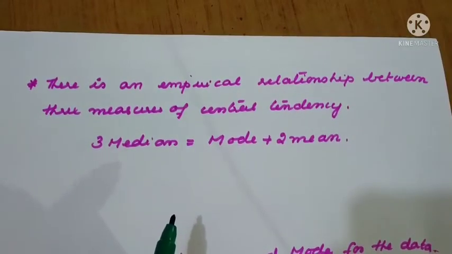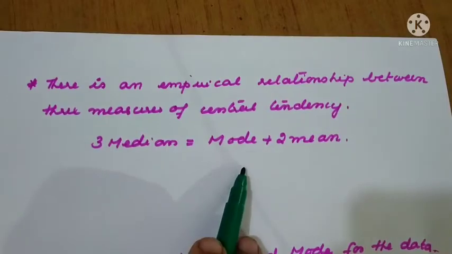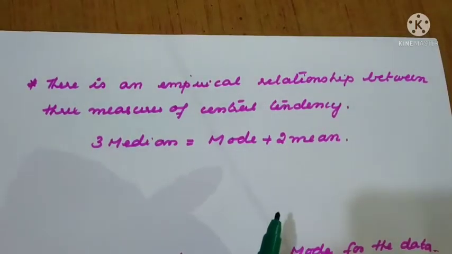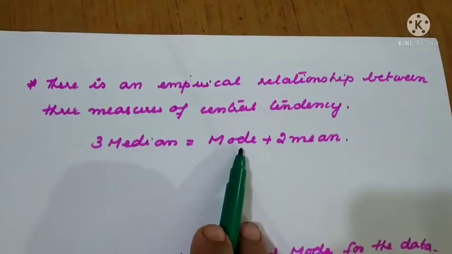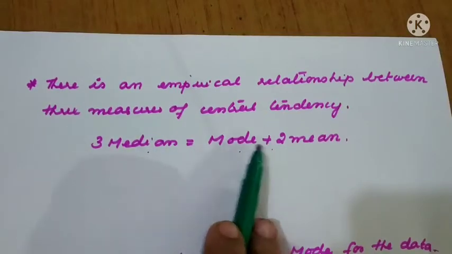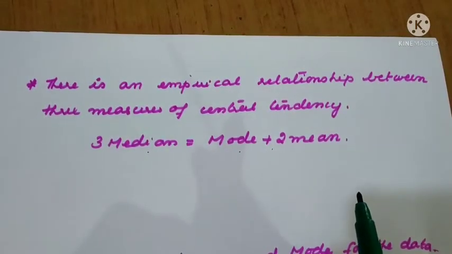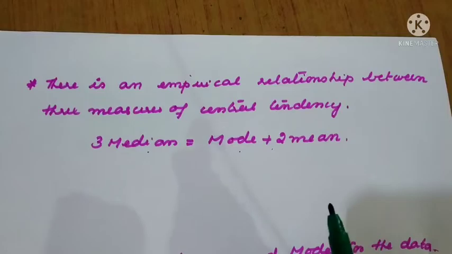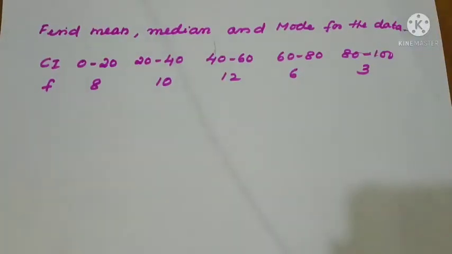What is the formula? 3 median equal to mode plus 2 mean. Anyway you can write. If you want to write for mode, then 3 median minus 2 mean. So that way also you can write and you can calculate the formula. So we'll do two sums based on this. Find the mean, median and mode for the data.